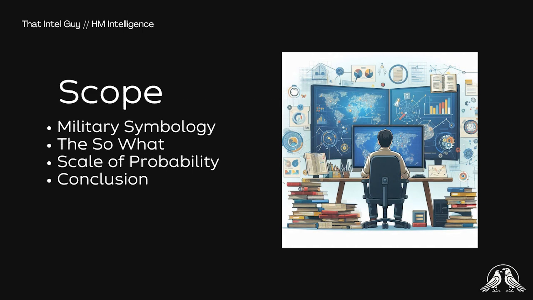So, as I just said, in this video, we're going to quickly talk about military symbology, the so what, and the scale of probability, which is intelligence style language. And then we'll conclude with how you can learn more about intelligence. So if you're interested, stay around till then.